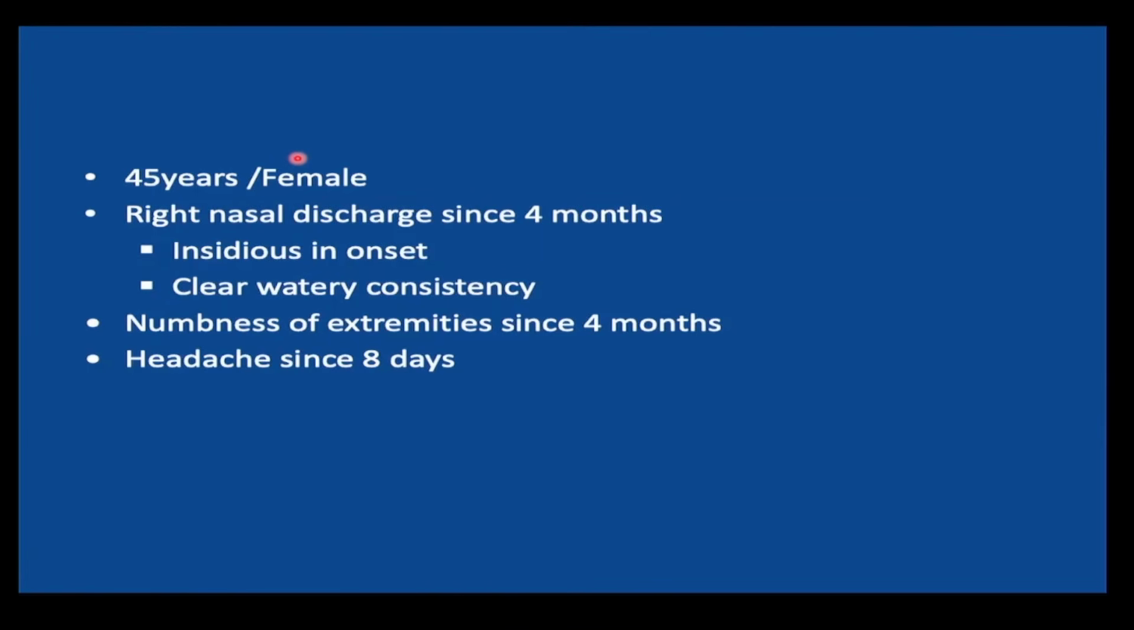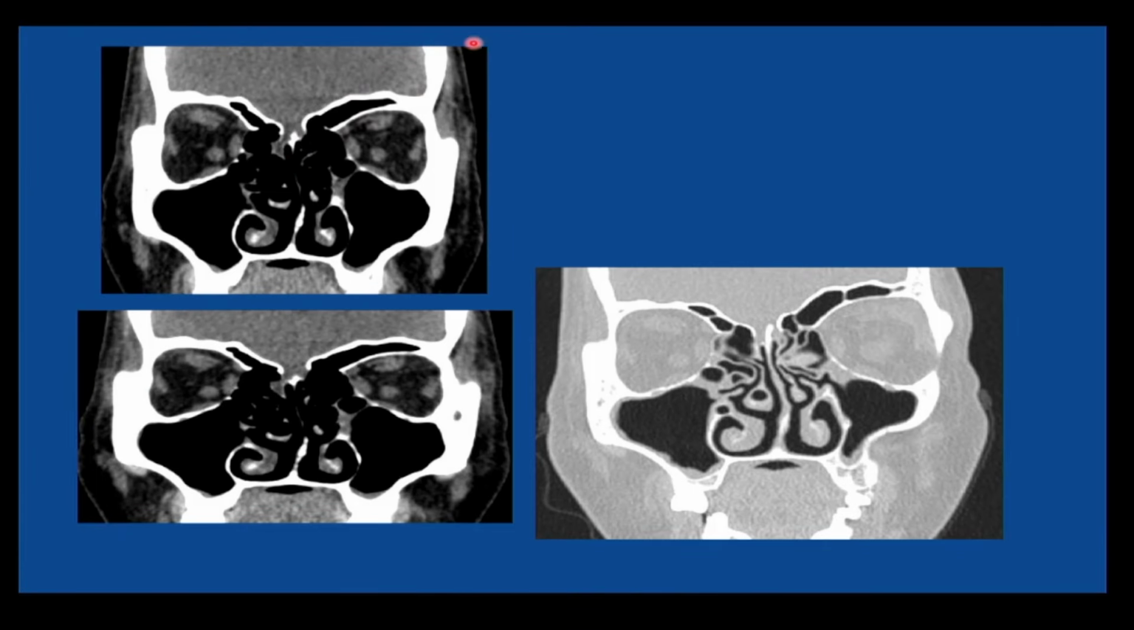Now a companion case to this is this lady who has, again, watery discharge, insidious onset, clear, with a vague history, but watery and intermittent. What next? PNS CT scan. So you see a defect in the cribriform plate and something protruding.